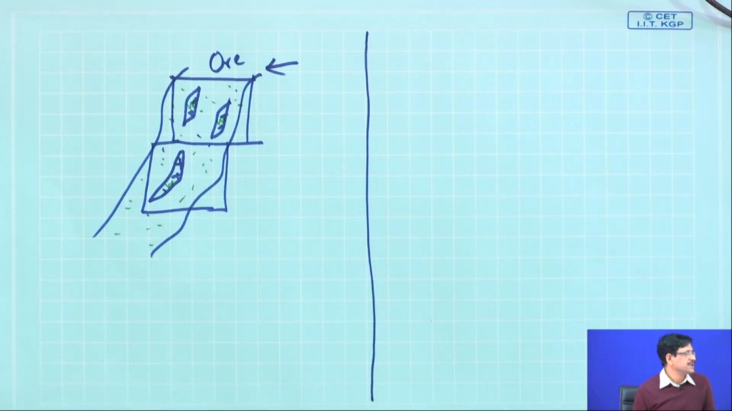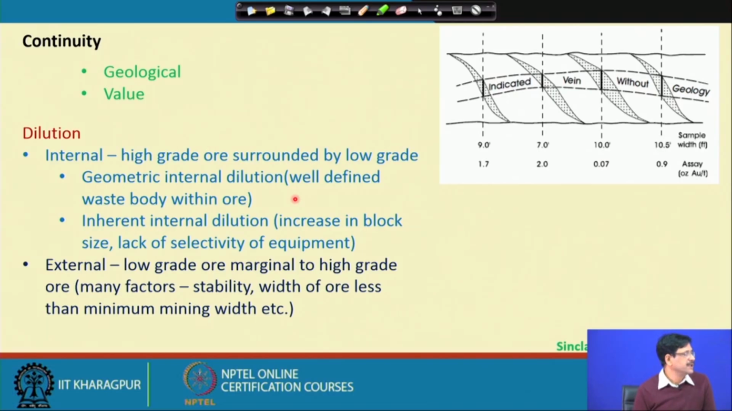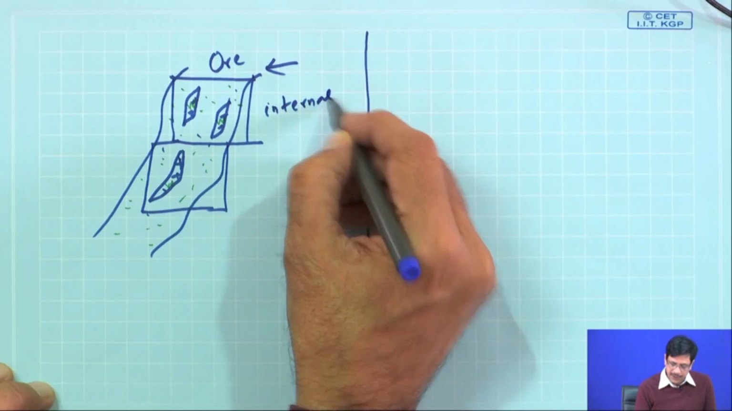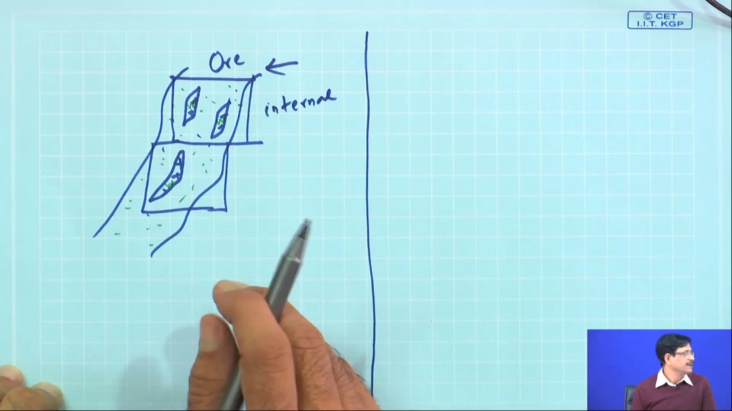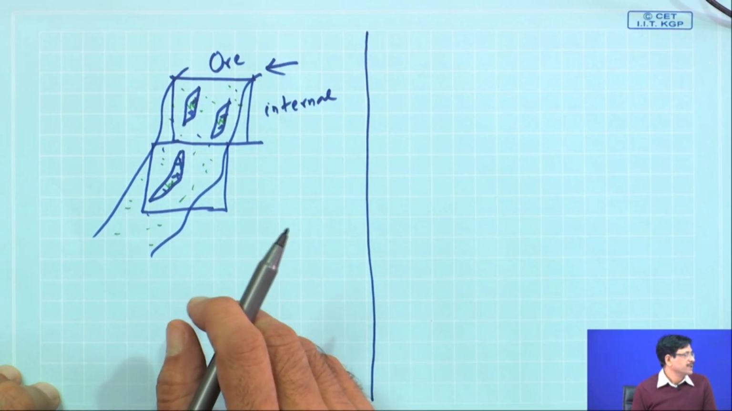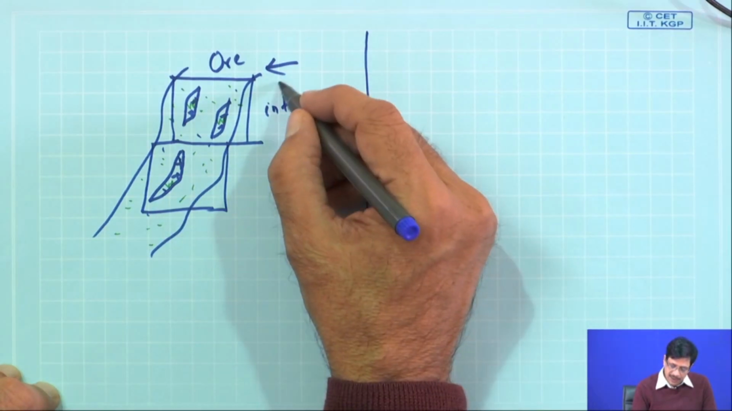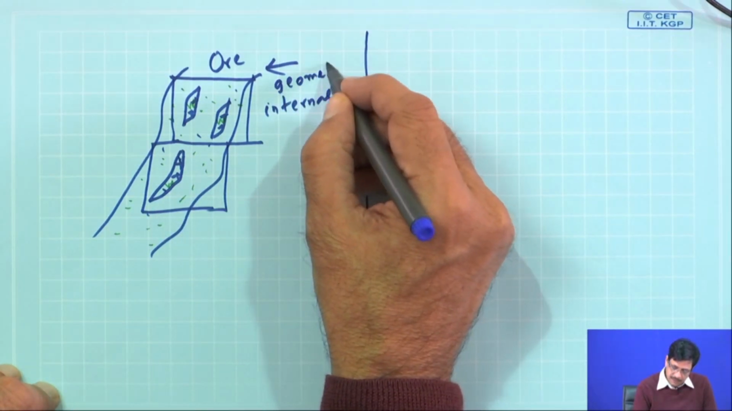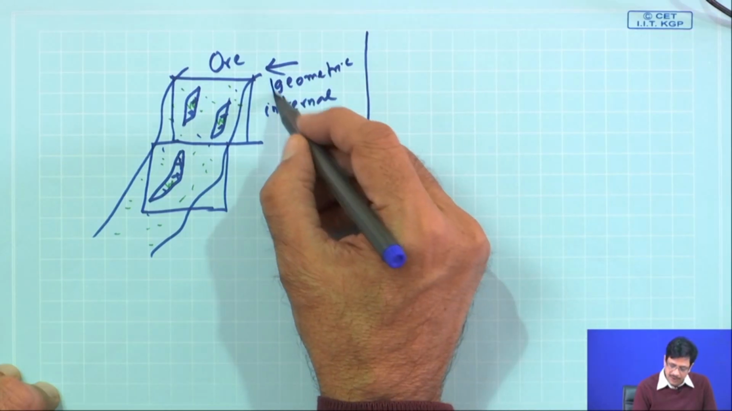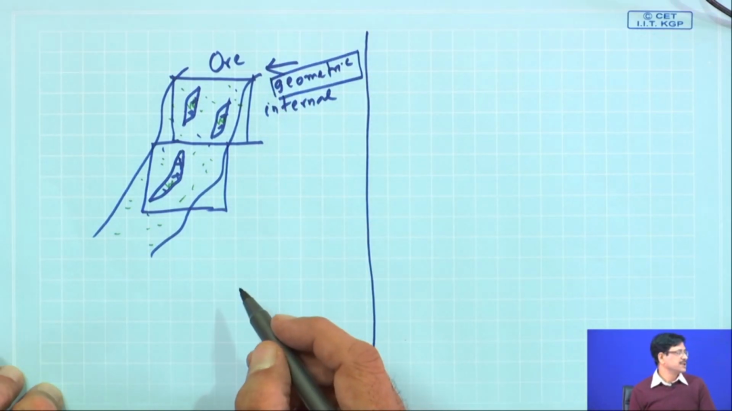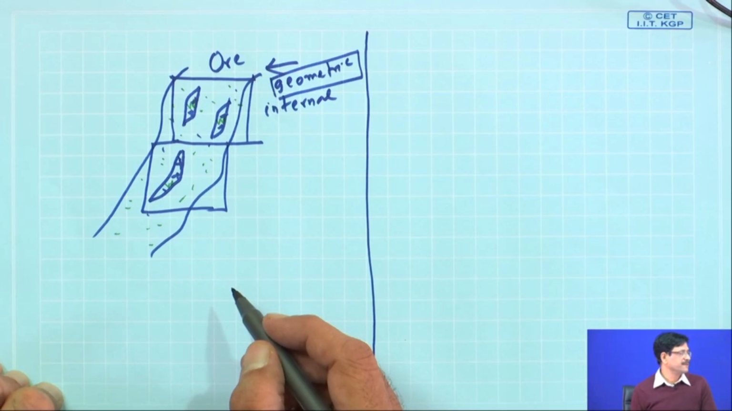dilution. So, this internal dilution could be because of geometric internal dilution, that is, a well-defined waste body within the ore. What exactly I have said would be a case of internal dilution, and there could be this geometric dilution, and the other type of dilution is the inherent internal dilution.